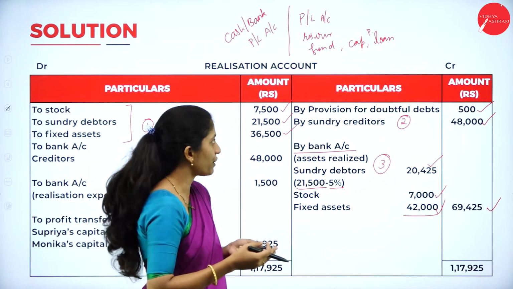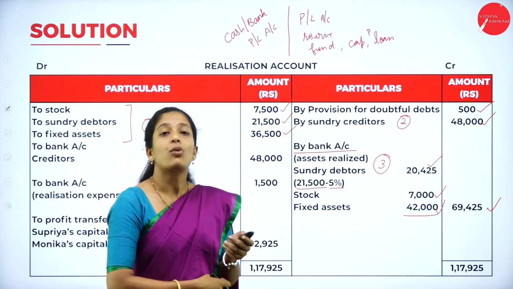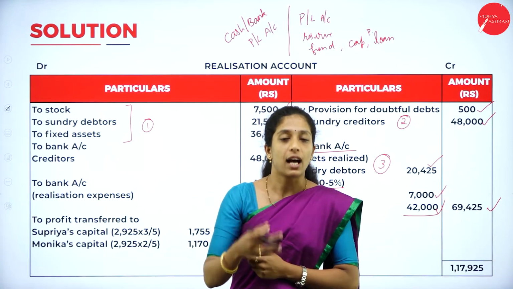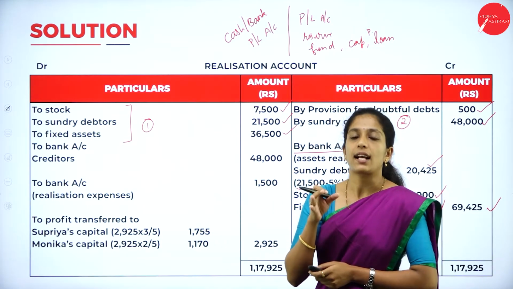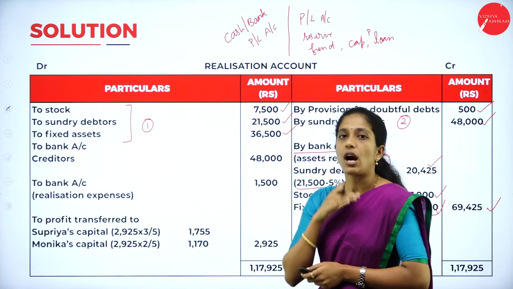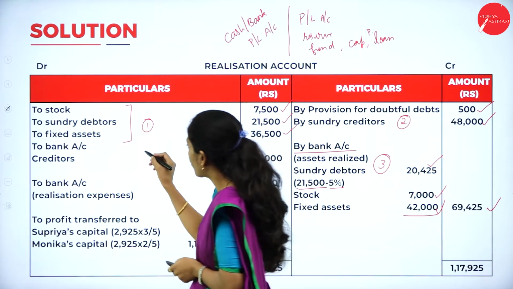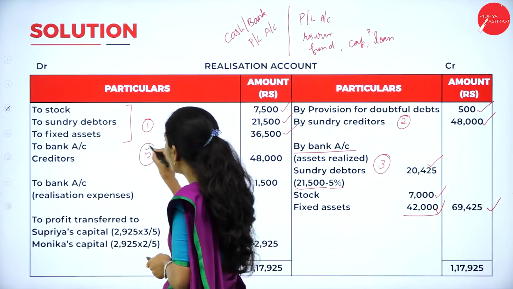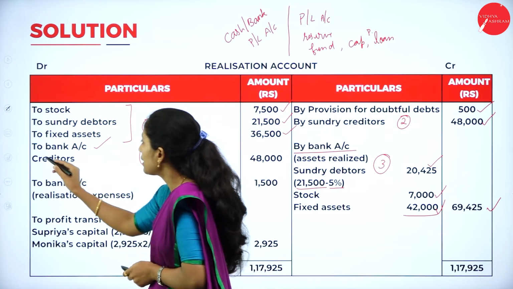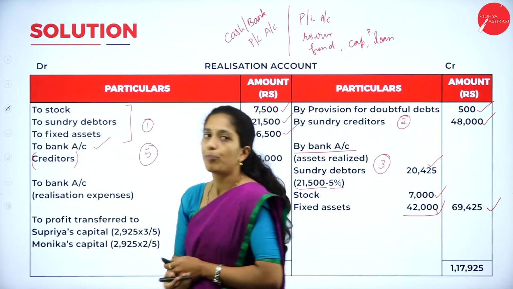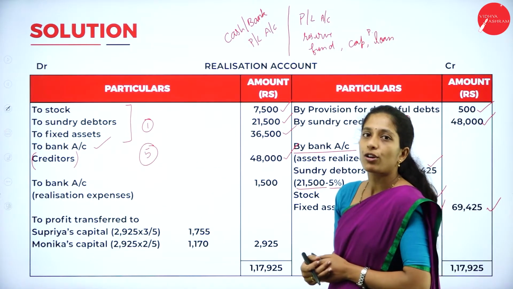So no need of provisions. So the outsider liability, we have to pay the outsider liability, that is creditors. So we have to pay that creditors in full. So how do you record the entry? That is your fifth step, payment of liabilities. So how do you record? To bank account, in the bracket liabilities paid off. So what is the amount of creditors?